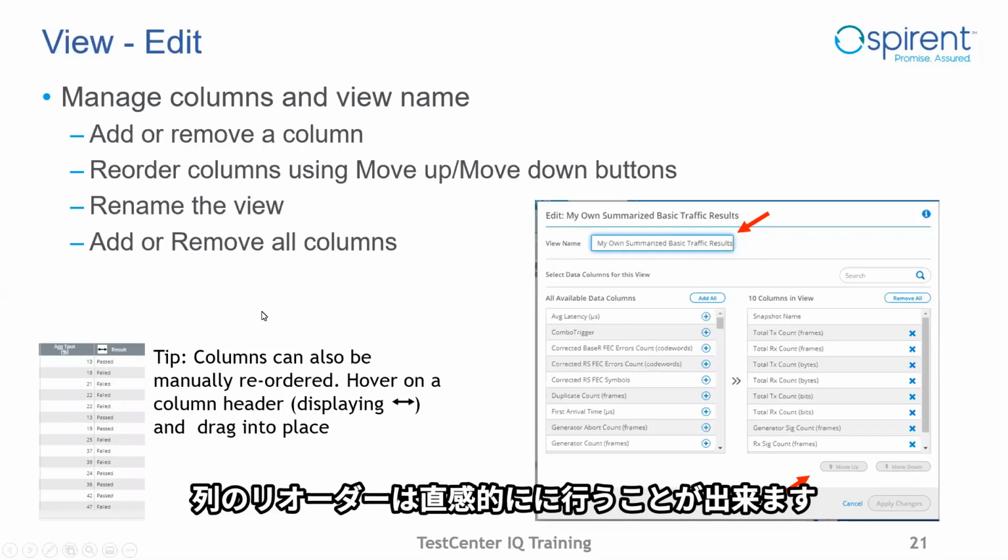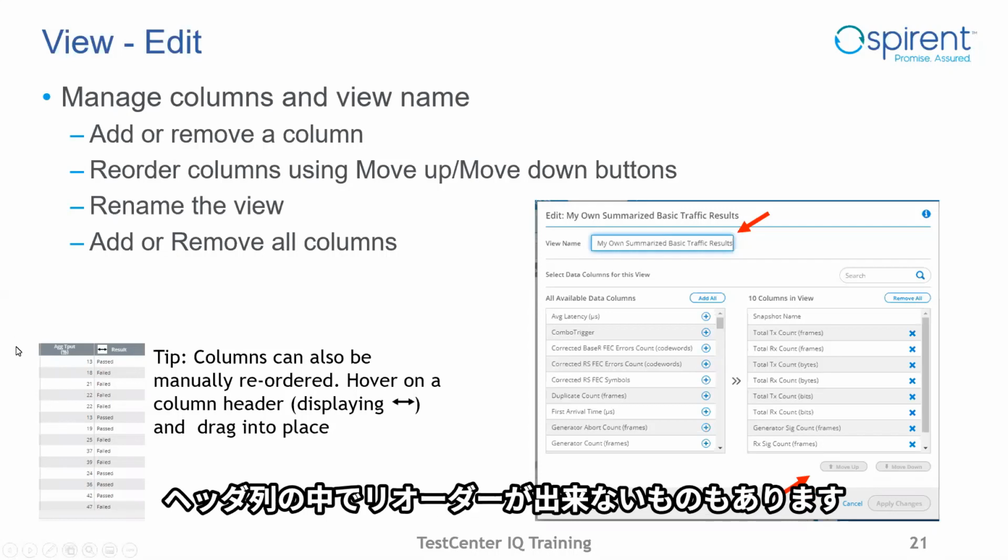Additionally, if the user only wants to reorder the columns, rather than using the move up and move down, hover over a column, and then when the double arrow shows, just drag the column into place. Some header columns are not movable, so that the view would not become unreadable, but most columns can be moved simply by dragging and dropping.